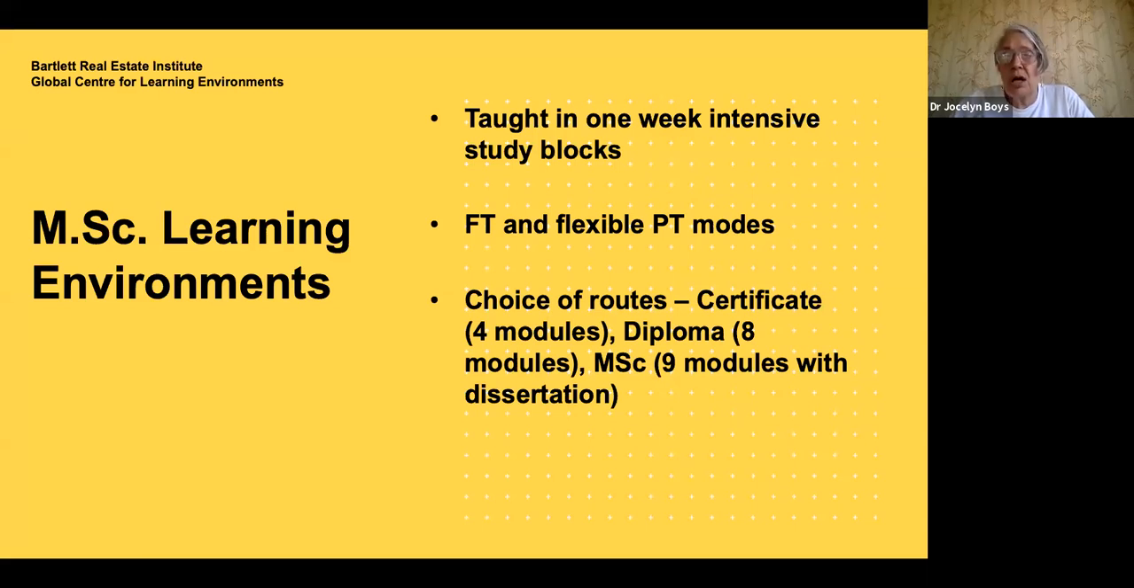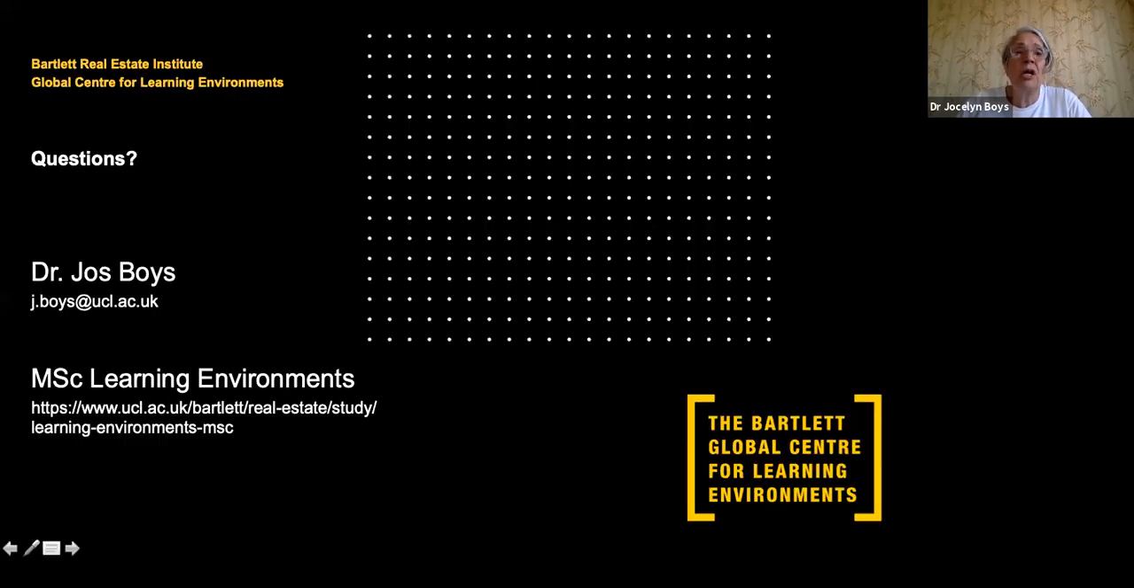The idea is that it takes into account the very different ways in which people are engaging with education. There is also a choice of routes. Some people may not want to do a whole master's. You can choose to do four modules, so you get a certificate, which enables you just to focus on the things that you need as a form of continuing professional development. You can do 8 to a diploma if you don't have the time or the space to concentrate on a dissertation, again perhaps because of your work situation, or you can do the full MSc. So we want to offer a flexible palette that matches the things that you need to do in relationship to your own life. So that's really me finished.